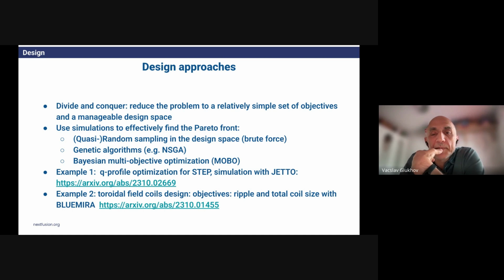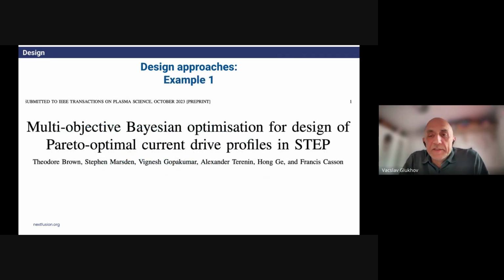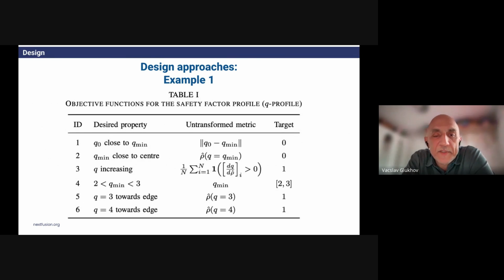There is a Q profile optimization for STEP. There is a toroidal field coil design. It's partially machine design, partially plasma state design. So, multi-objective Bayesian optimization for the design of Pareto optimal current drive profiles. And that's what they want to optimize. The Q factor, for those unfamiliar, is how the magnetic field is twisted in a tokamak, and it's very important in its stability.